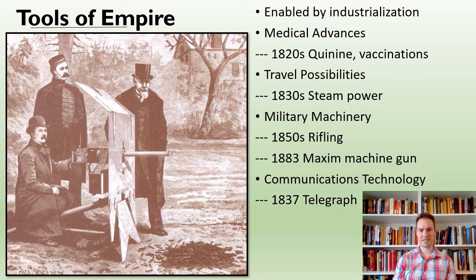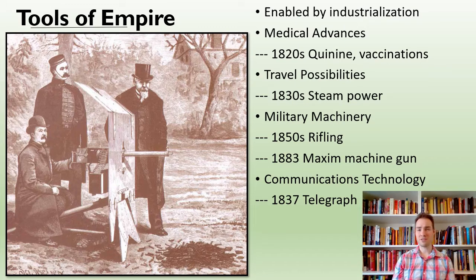Then, by the late 1800s, you start to get the introduction of machine guns. Here's a nice illustration of a machine gun in action. The Maxim machine gun allows for nations that have adopted its use to essentially just mow down other people who haven't. So a real sort of military advantage for these imperialist powers based on their industrial power.